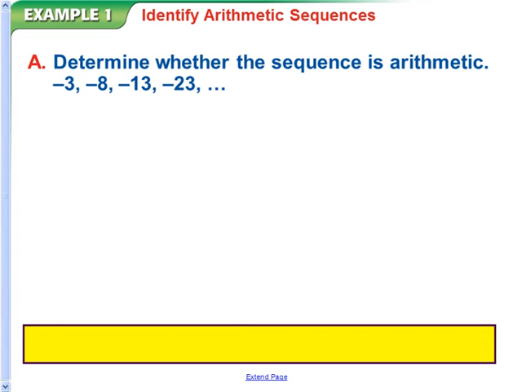So if we look back here, what is being added to negative 3 to make negative 8? That would be negative 5. Does that work here? Negative 5. What about here? That one's negative 10. So is this an arithmetic sequence? No, because it does not have a common difference.